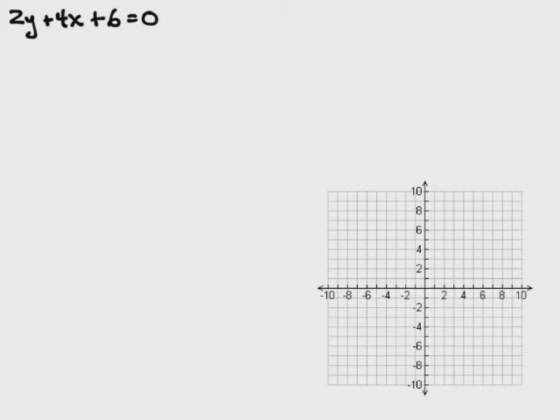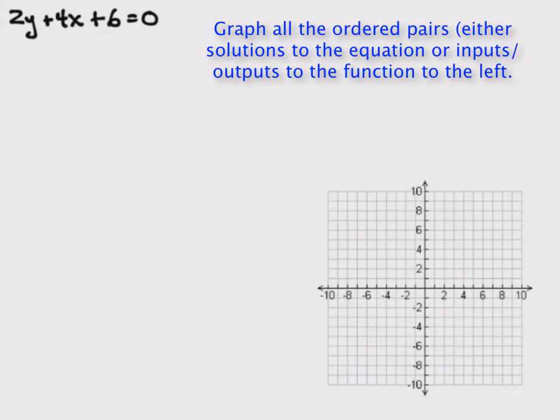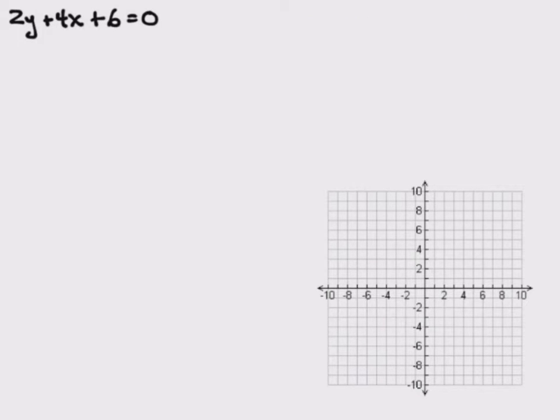Alright, let's try another one. Let's please graph all the ordered pairs for the following equation or rule: 2y + 4x + 6 = 0.